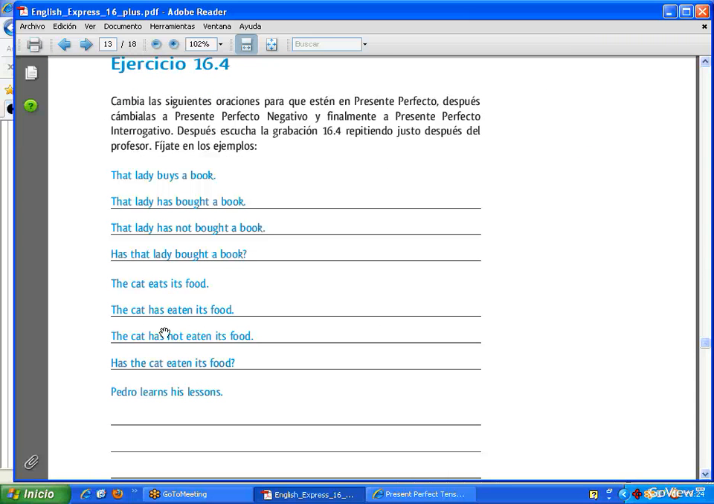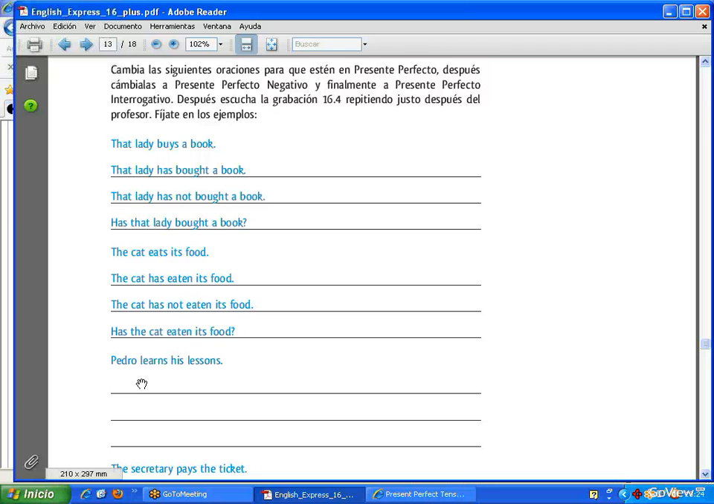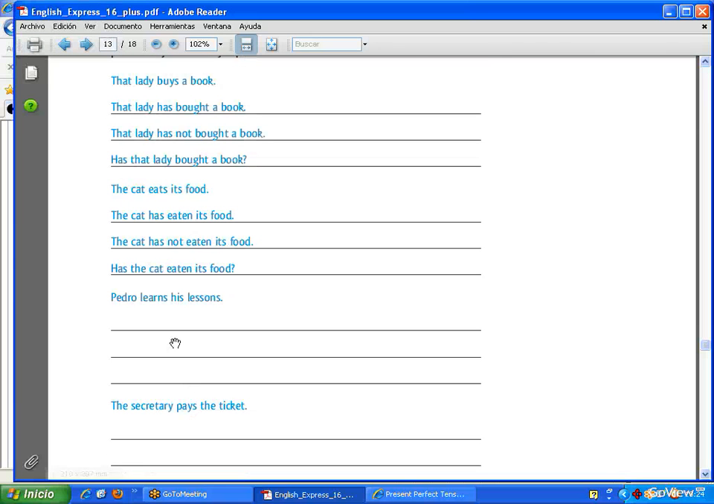His lessons. The secretary pays the ticket. The secretary has paid the ticket. The secretary has not paid the ticket. Has the secretary paid the ticket? The horse runs very fast.